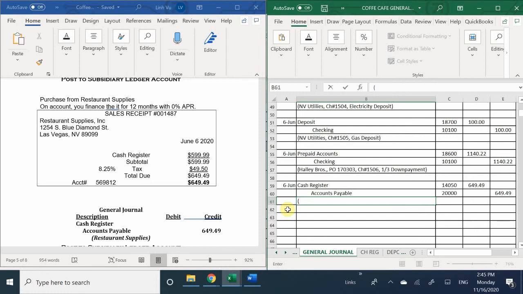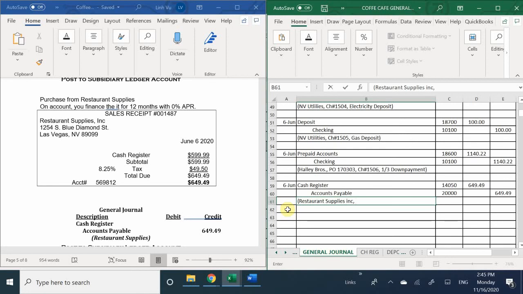Okay. So because we don't need to deal with our check or anything like that, we can go ahead and make our description here because we have pretty much all the information. So who's the vendor I bought from? Restaurant Supplies, Inc. Okay, Restaurant Supplies Incorporated. So I'm just going to write Restaurant Supplies, INC.